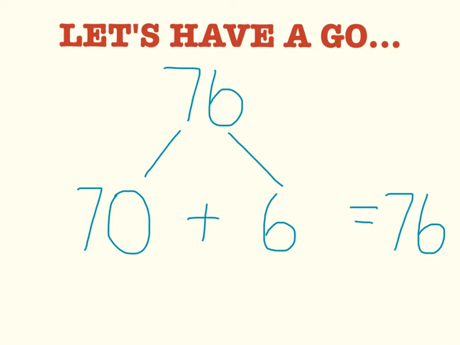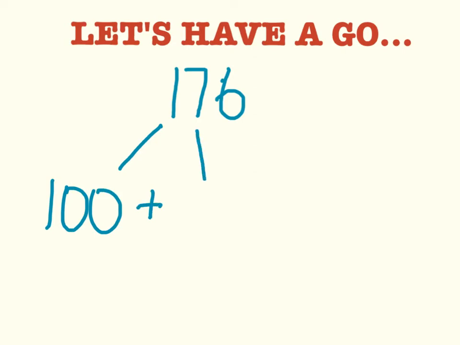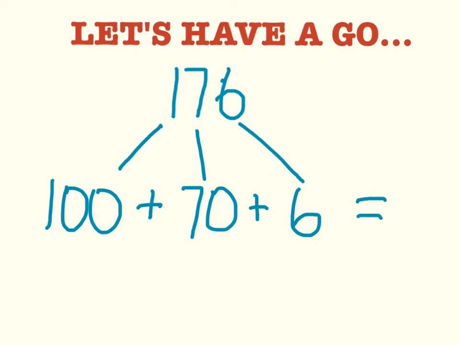Excellent. I'm going to try and do one more with you now and see if you can continue doing that for me, please. On the screen here, I've done a 3-digit number. So remember, a 3-digit number has hundreds, tens, and ones. Let's have a go at partitioning this number for me, please. So, how many hundreds does it have? It has 100. So 100 plus, how many tens does it have? 7 tens, which equals 70, plus how many ones does it have? How many units does it have? 6 units. Now we add them all together, and that equals what?